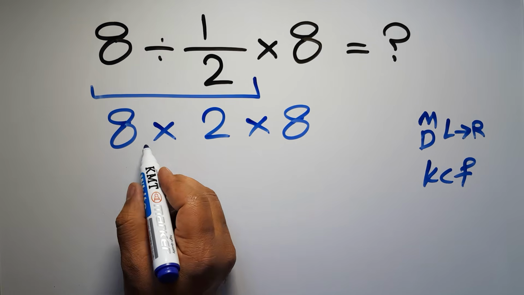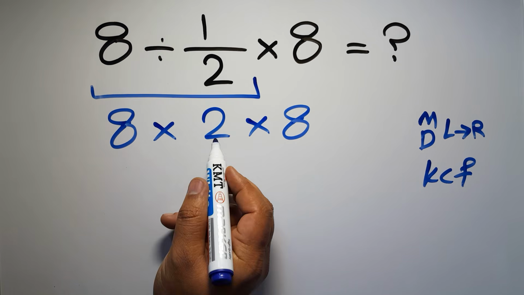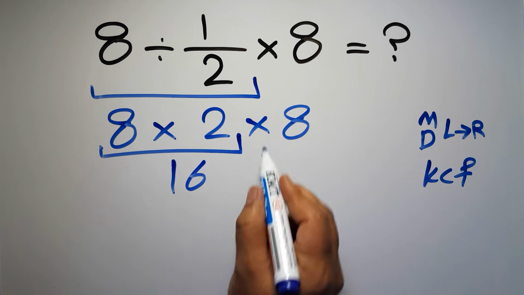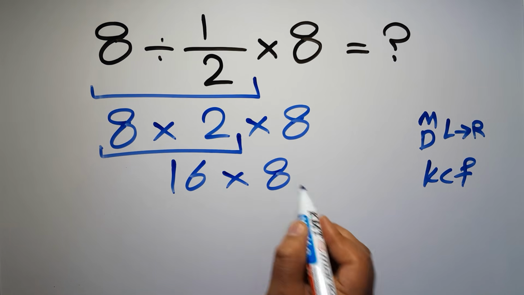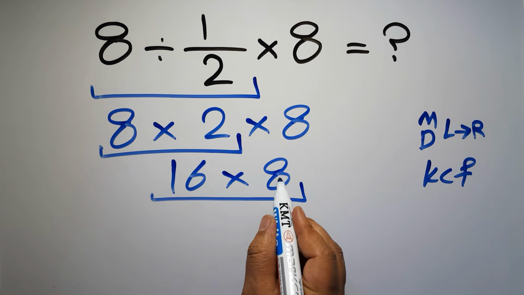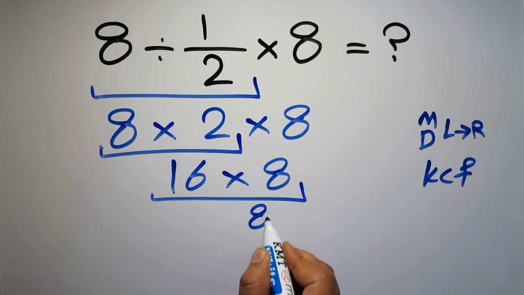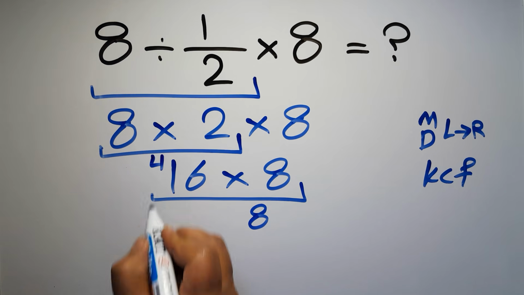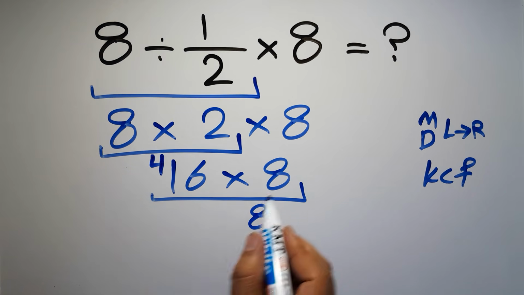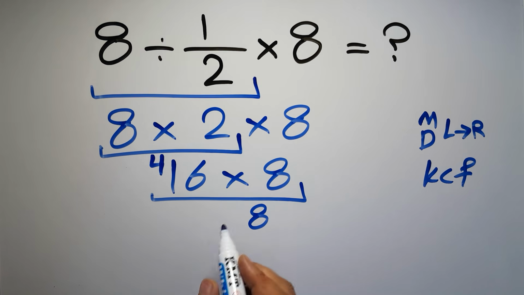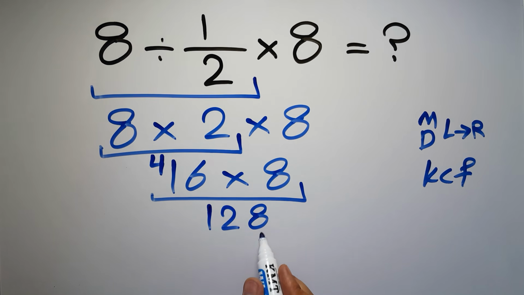Okay, first we do this multiplication. 8 times 2 gives us 16. So 16 times 8. 8 times 6 equals 48. So we write 8 here and the carry 4 here. 8 times 1 equals 8, and 8 plus 4 gives us 12. So we have 128, and this is our final answer to this problem.